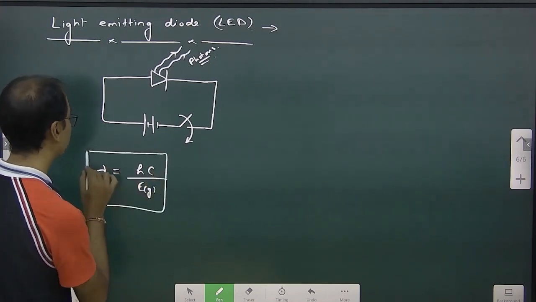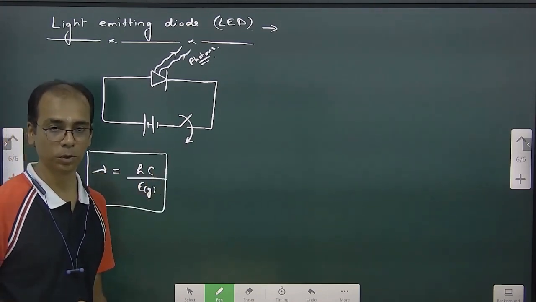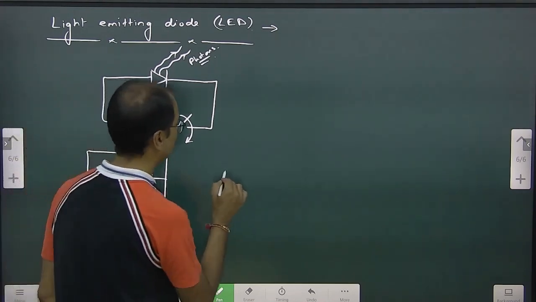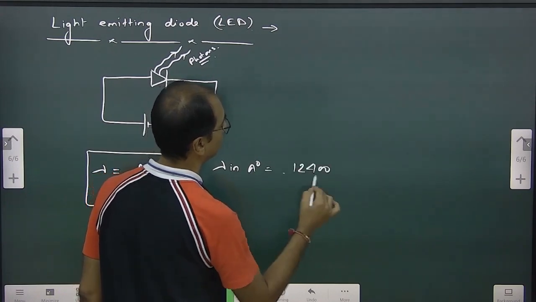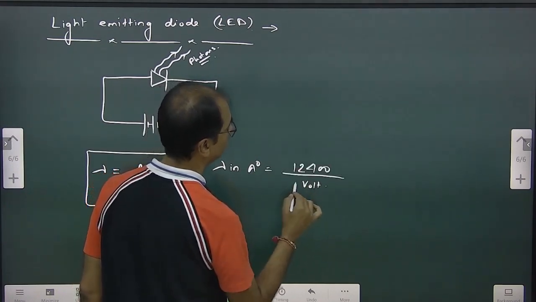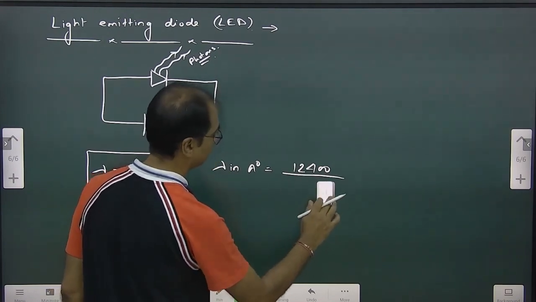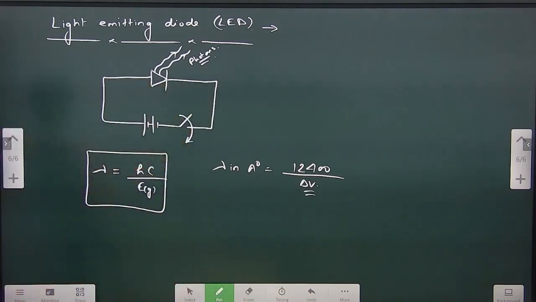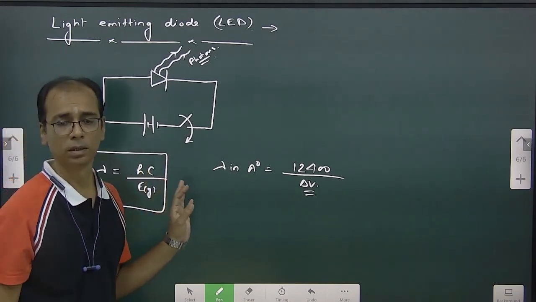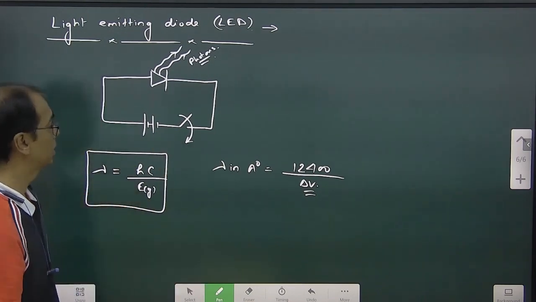In angstrom, if you want, we all know that for that also we have a formula with 12,400. Lambda in angstrom equals 12,400 by delta V, the energy gap in volts. So this will give us the wavelength in angstrom, right? These are all things we have studied before. So that's the light emitting diode. I hope you understood the working. Okay, note this first, then you will see its characteristic.